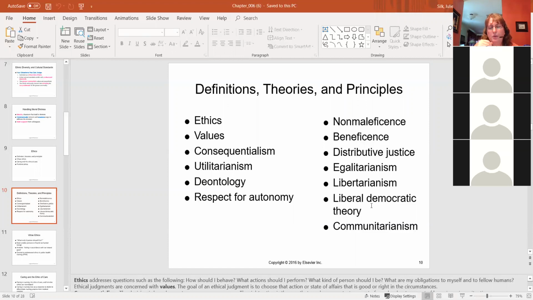All right, and then a couple of these next ones should sound pretty familiar because we've talked about them before in other classes. So respect for autonomy. So this means that an individual should be permitted to choose their actions and goals that fulfill their life plan unless those choices result in harm to other people. So they should be able to make their own decisions.